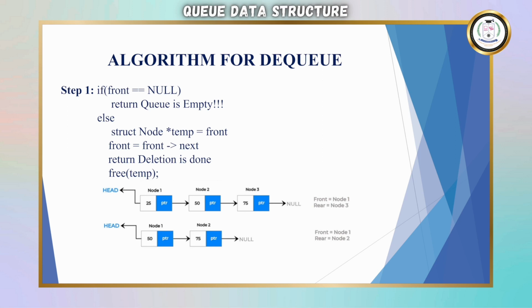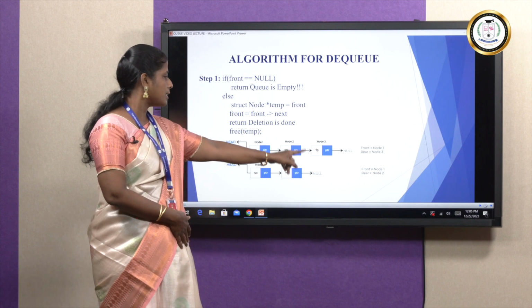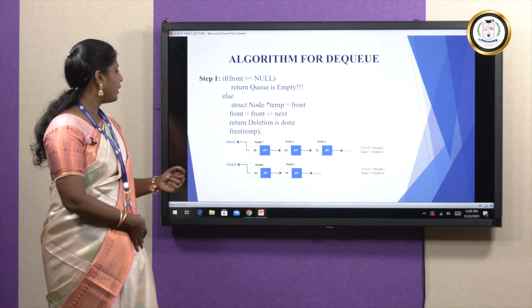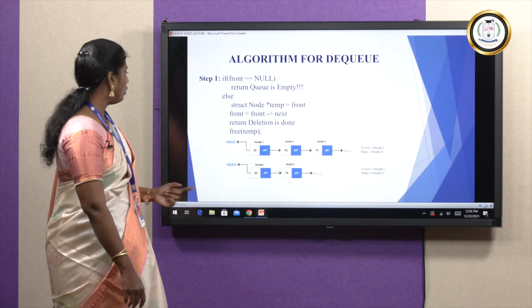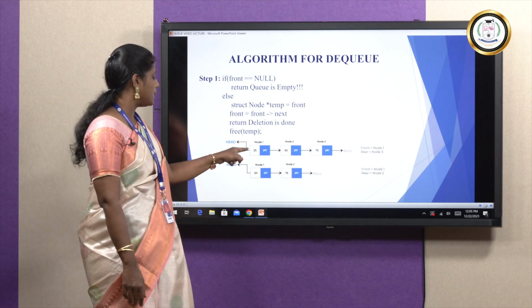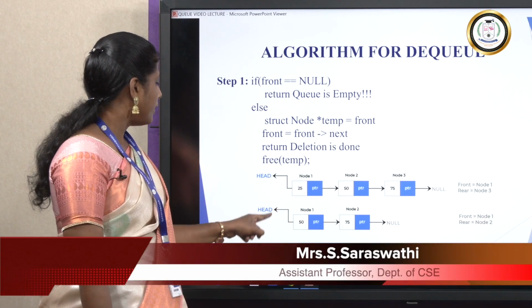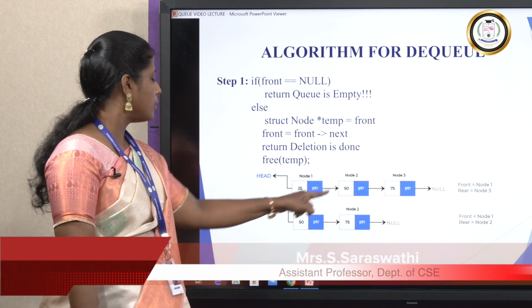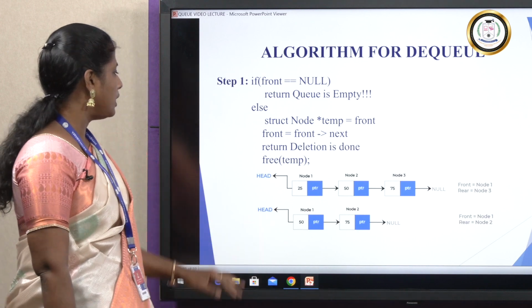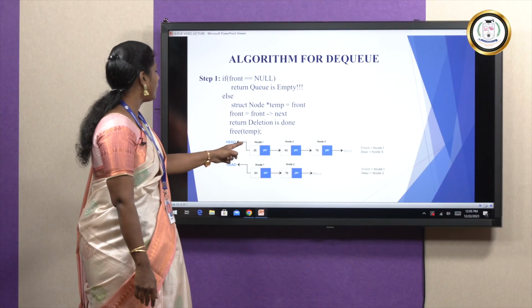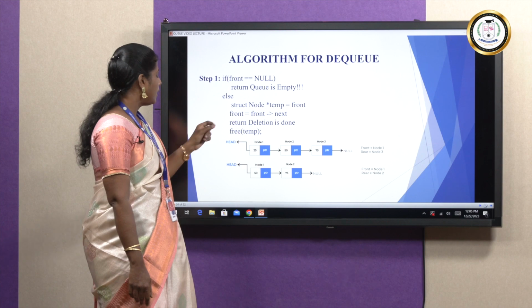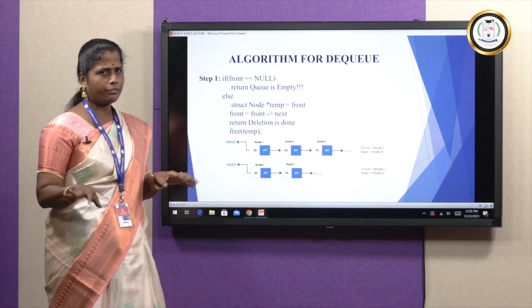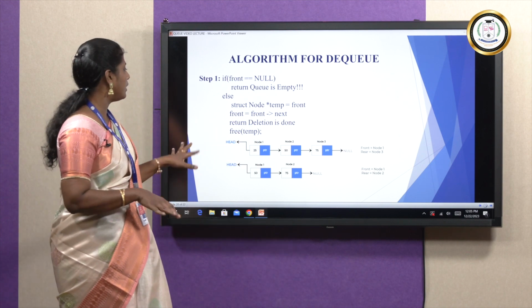So in this diagram, this is our first diagram before deleting a node from a linked list. Here we have 25, 50 and 75. In this linked list, we are going to delete a single node, which is the head node. So here our front, that is the head, will be moving from 25 to 50. Once it has moved to 50, in the temporary variable we will store node 1's details, and that particular node will be deleted by using the free function.